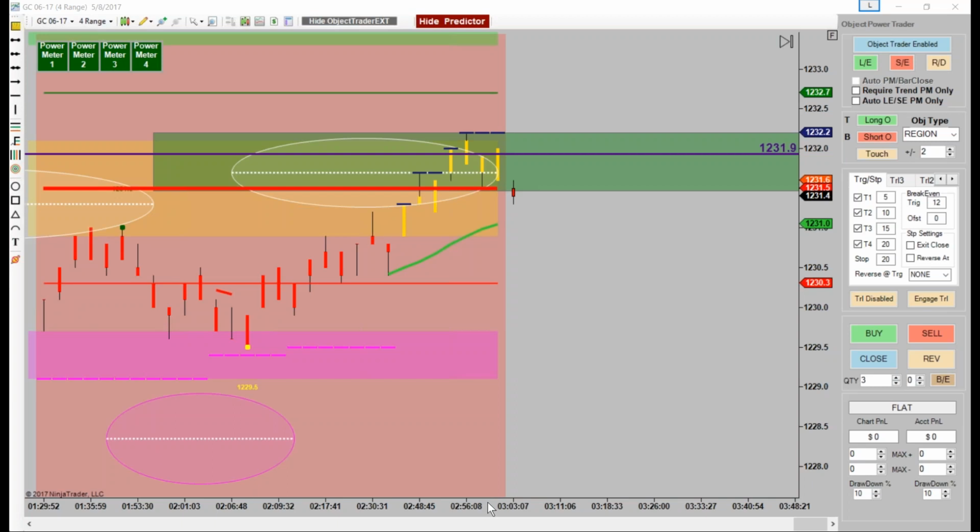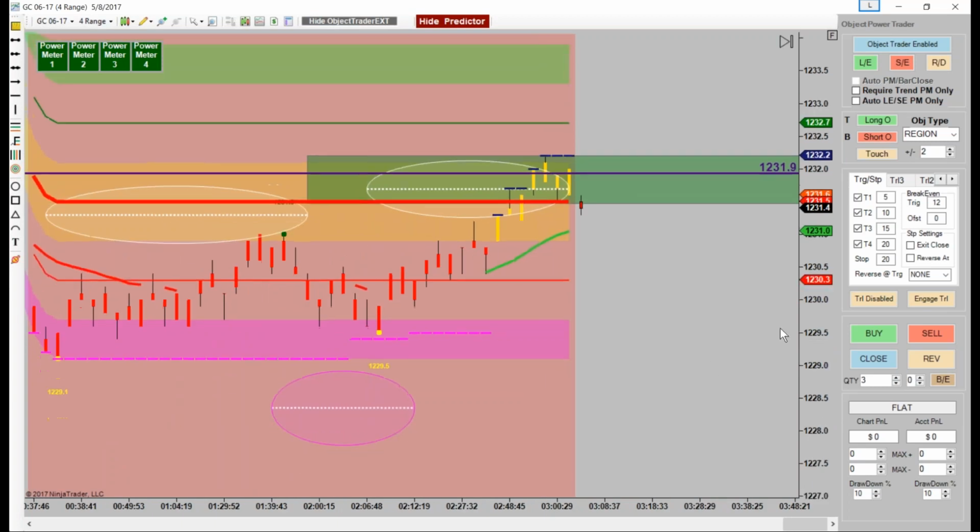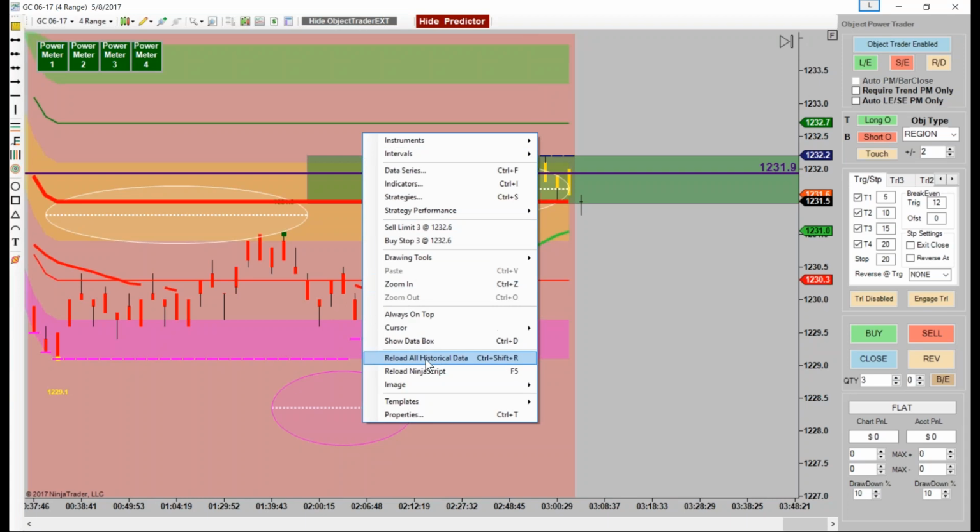Touch plus 2. Hope we don't run into our data being a problem tonight. I did run into that the last webinar. We'll see here real quick. If not, what I'll do, because my programmer just sent this a little while ago, let me do one other thing real quick, because I have not done more than just reload NinjaScript.